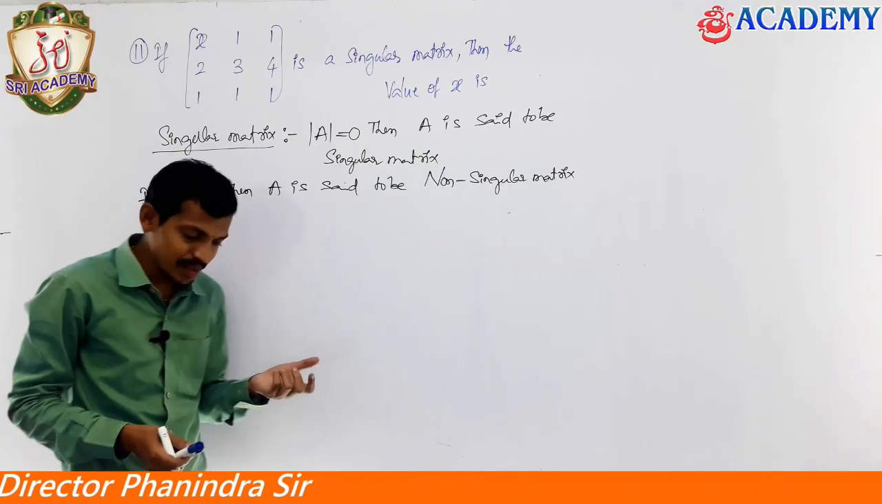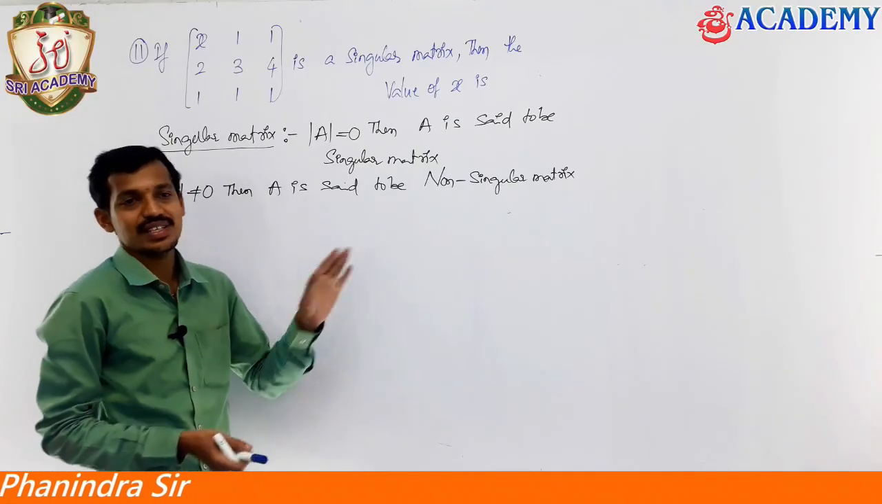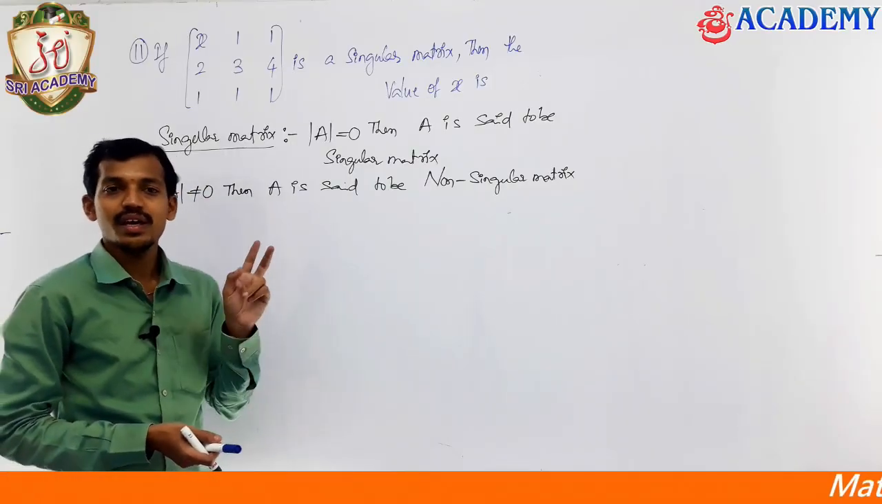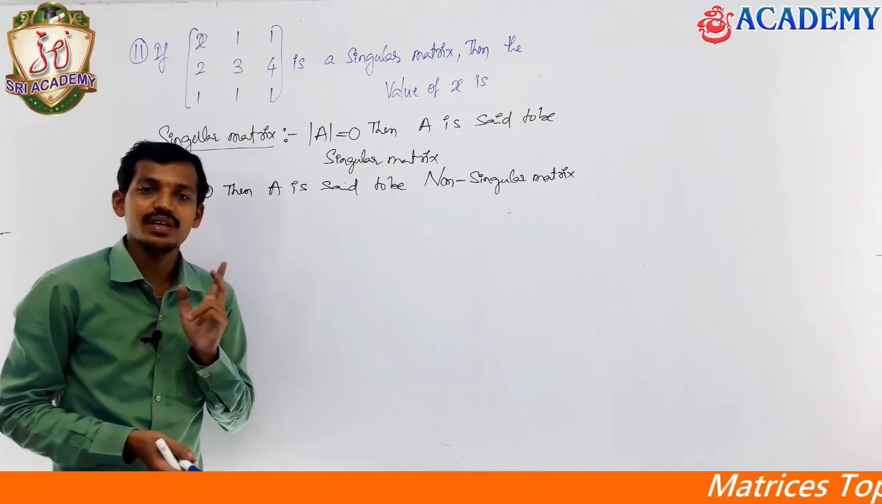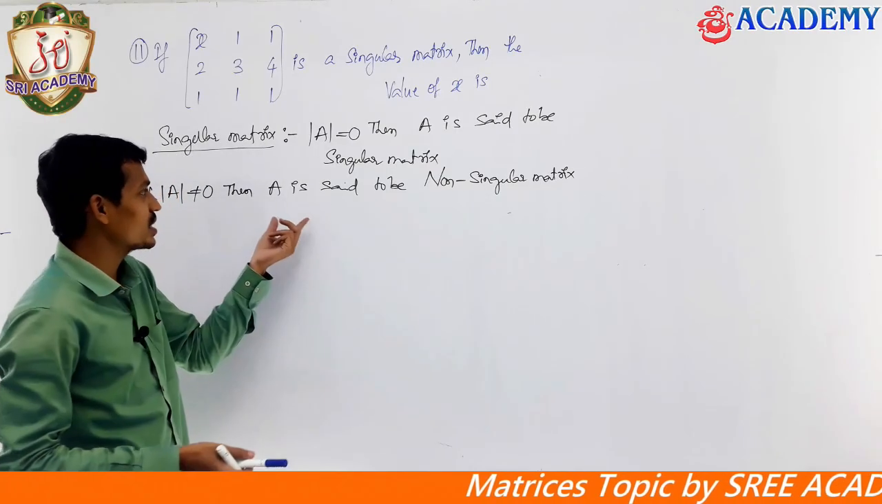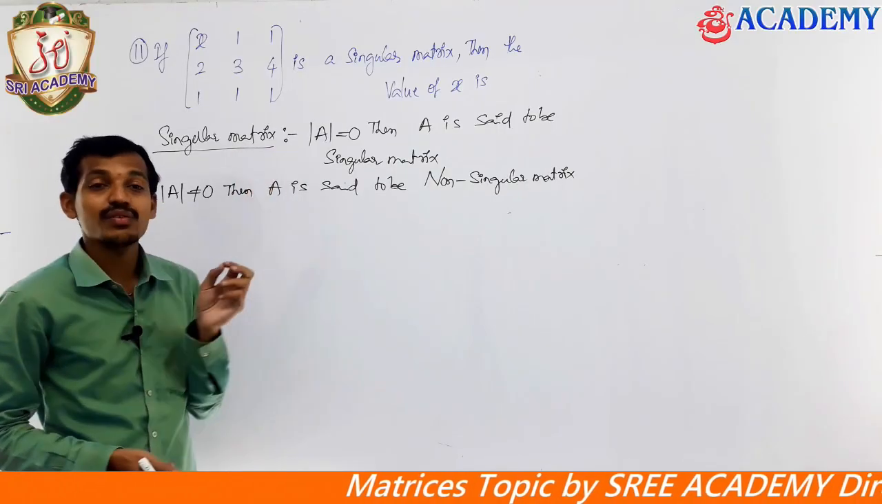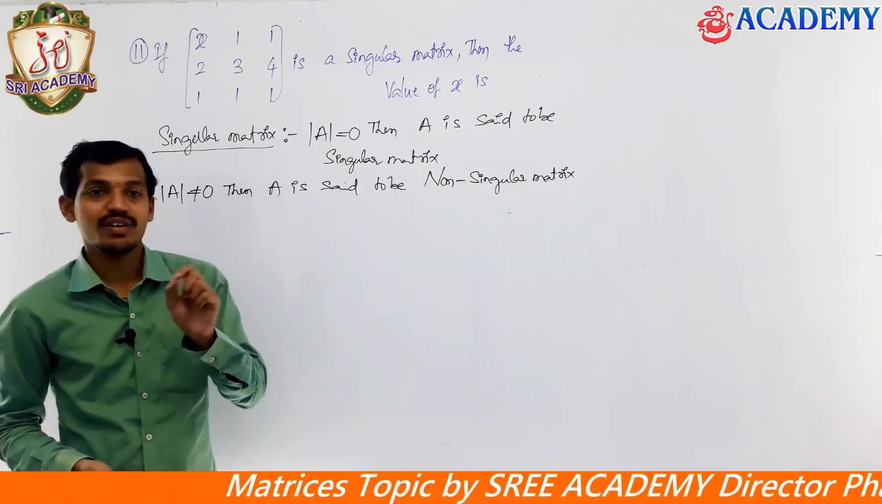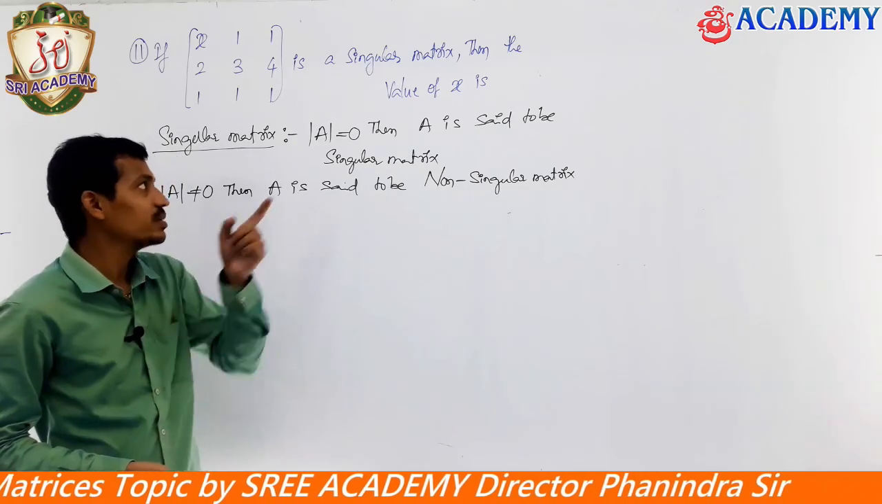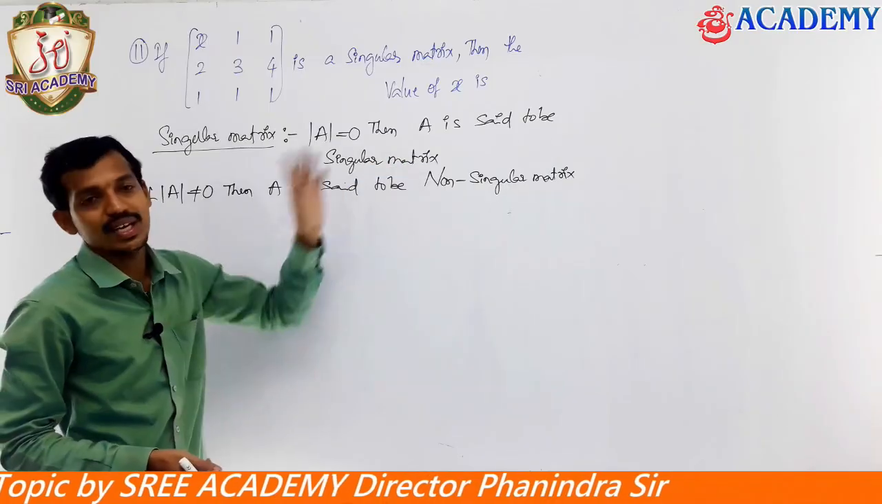Some matrix determinant not equal to 0, like previously we got the matrix 1 plus A, B, C; A, 1 plus B, C; A, B, 1 plus C. You got 1 plus A plus B plus C, which is not equal to 0. That is a non-singular matrix. Some matrix 1, omega square, 1; omega square, 1, omega; where omega is the cube root of unity, you got 0. That type of matrix is said to be a singular matrix.